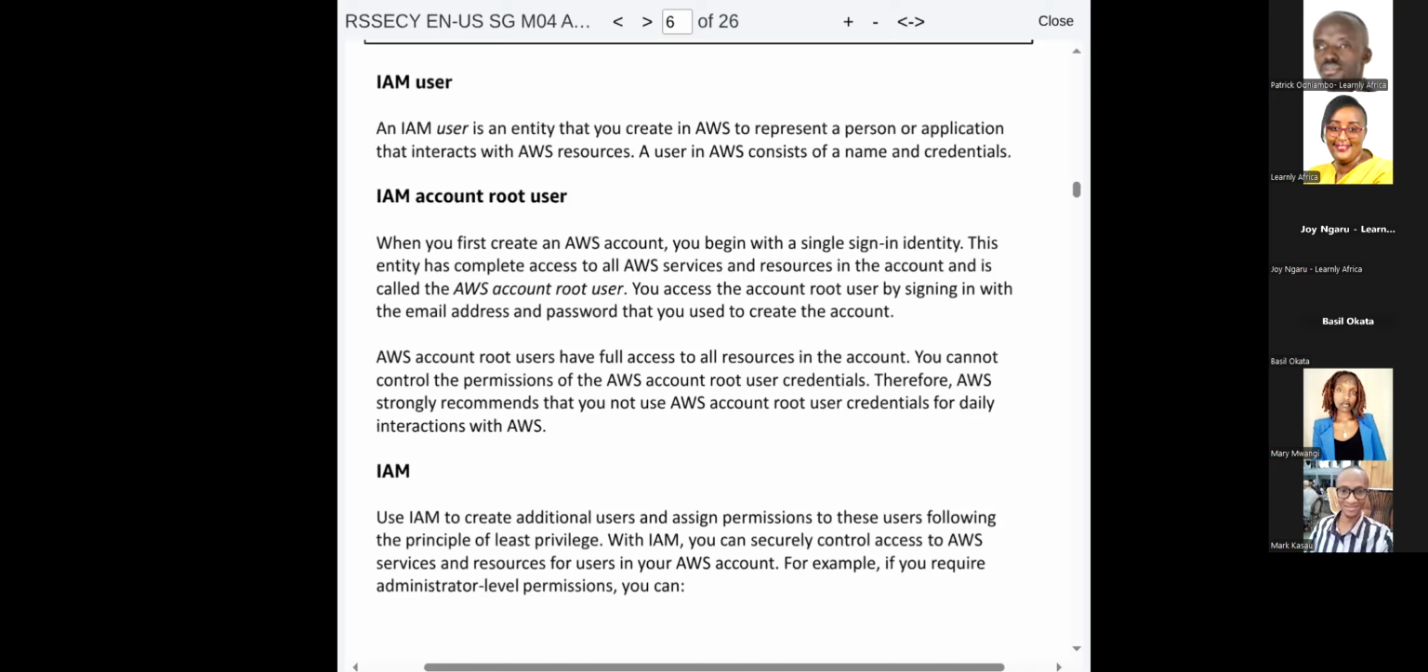Another thing is you use key pairs only for services that require them. So use key pairs for when it is totally important. If you really need to SSH into your servers, use your key pairs and store them securely.